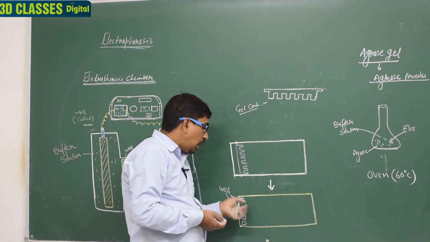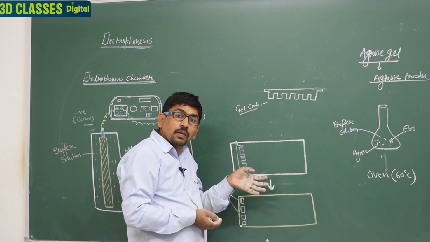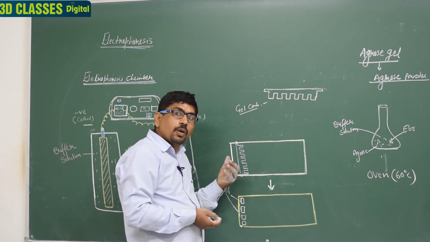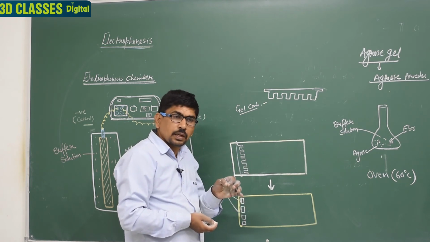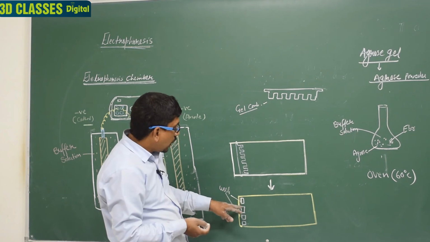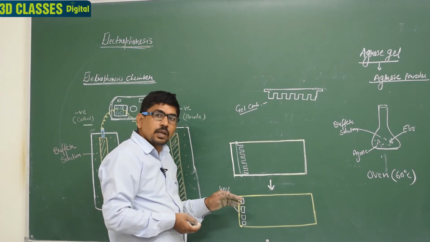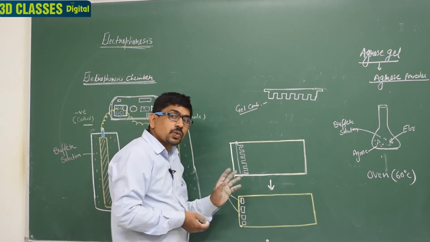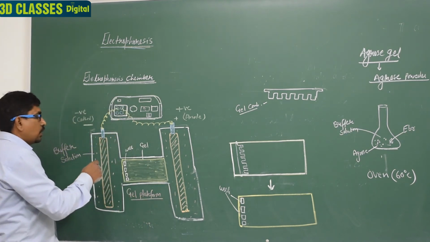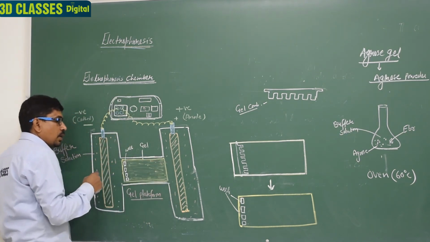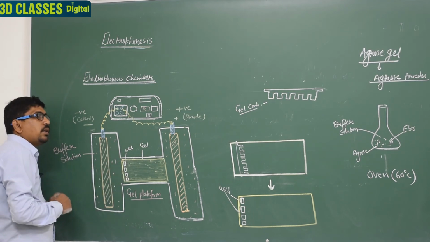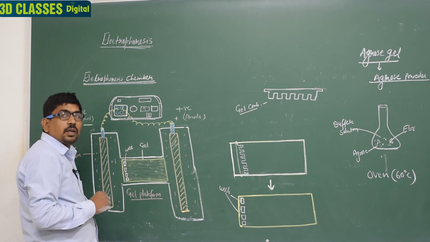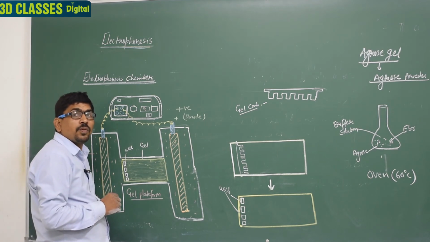Why do we need the wells? Because we pour the DNA, P-O-U-R, pour the DNA in these wells. Clear? Okay? And this DNA moves in the gel. So after the gel is inserted in the gel platform, we pour the DNA with a micropipette, and this DNA is stained with a blue color dye known as bromophenol blue.